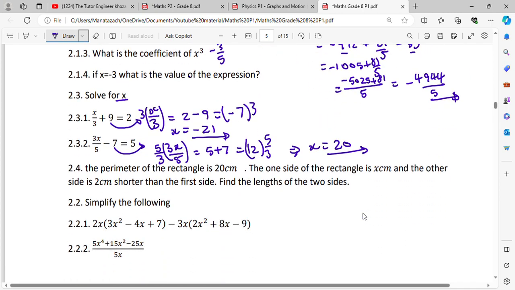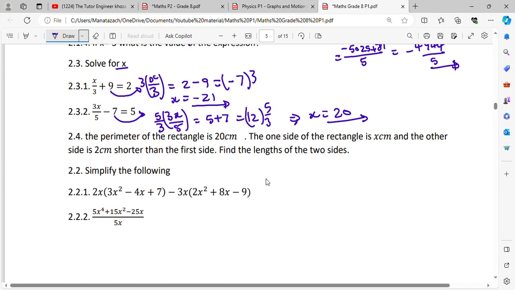Okay, let's move over to 2.4. The perimeter of a rectangle is 20 centimeters. One side of the rectangle is x centimeters, and the other side is 2 centimeters shorter than the first side. Find the lengths of the two sides. So let's try and picture what we have been given. So this is the rectangle. We're told that one side is x and the other side is 2 centimeters shorter. So we'll have x minus 2 centimeters.